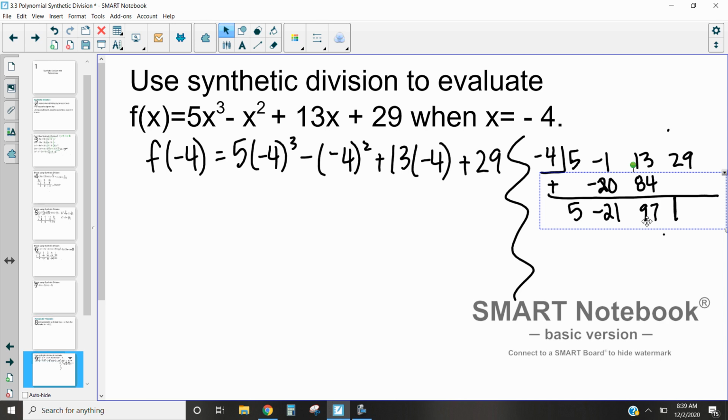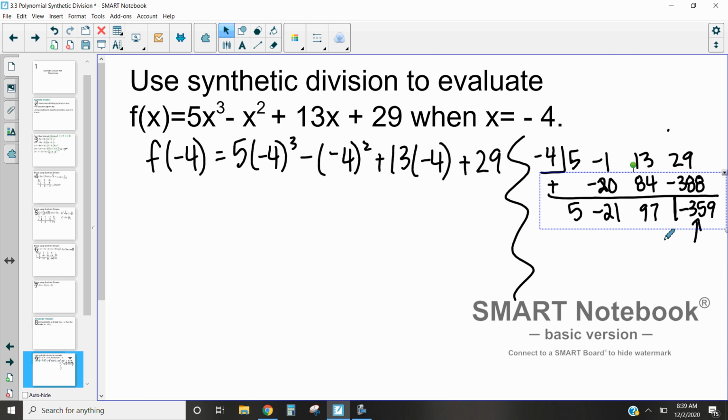Now, -4 times 97 is going to give us a -388. So then as we add those, 29 minus 388 is going to give us -359. Okay, there's our solution there when we do that synthetic division. Now let's check to see what happens when we do it by plugging it into our function.